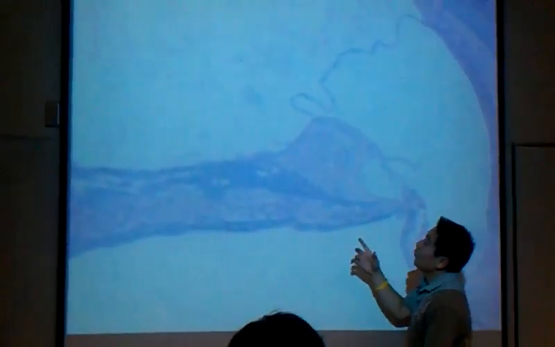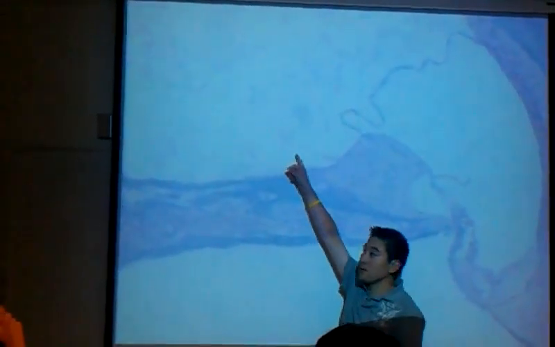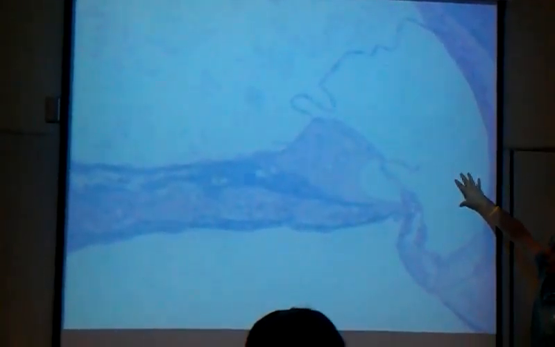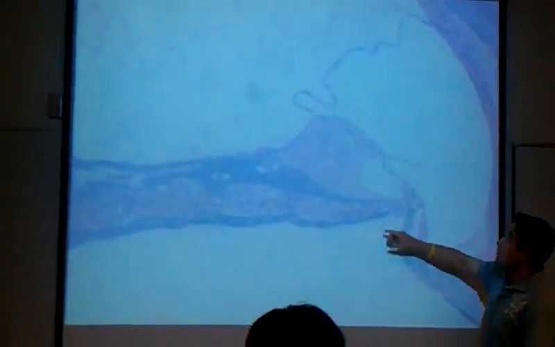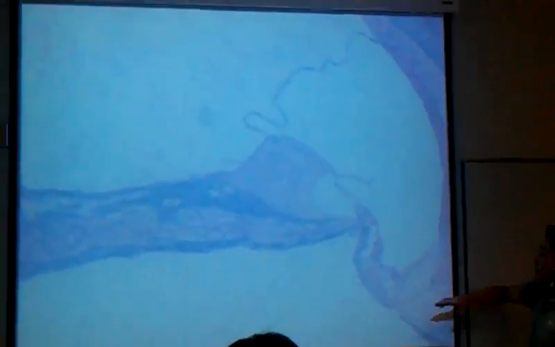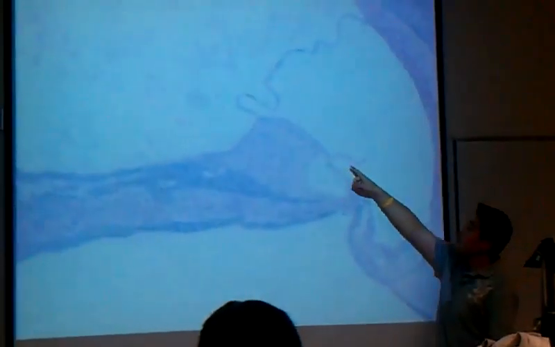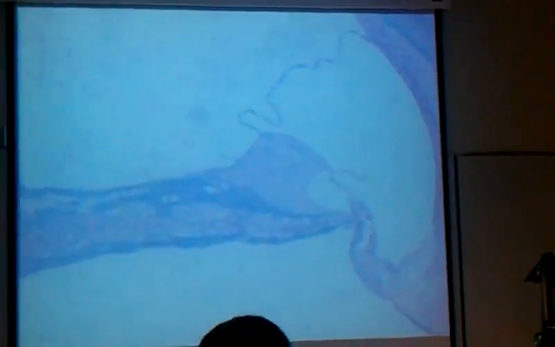So, what is this chamber up here? Scala vestibuli. This one right here, scala media, or the cochlear duct. And this one down here, scala tympani. This membrane, this thin one right here, vestibular membrane. This one down here, basilar membrane. And this little one with the hook on the end is what? Tectorial membrane.